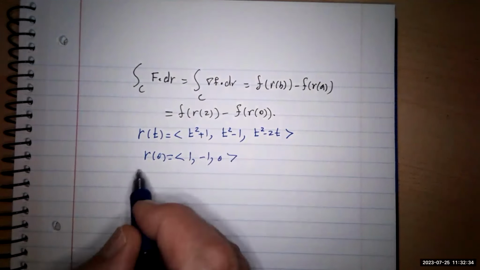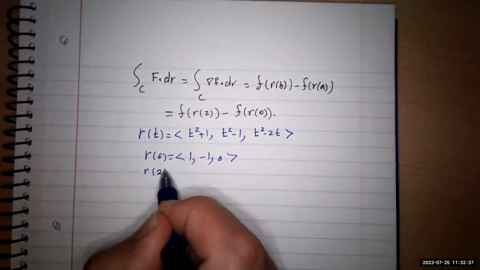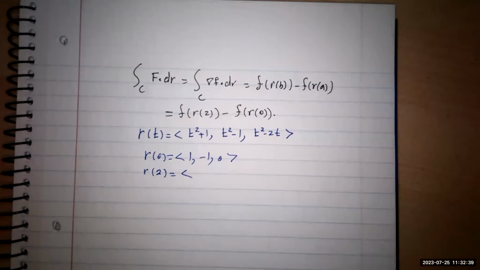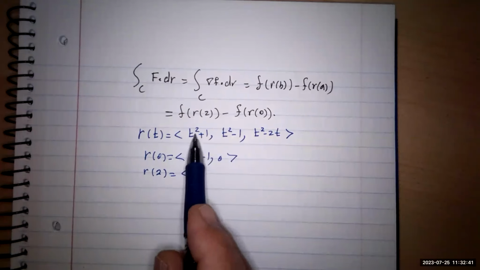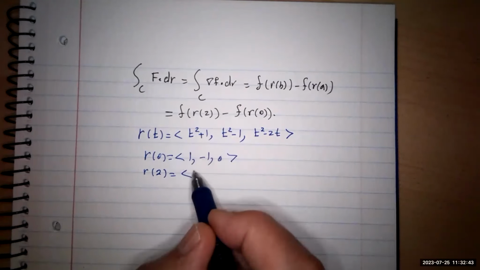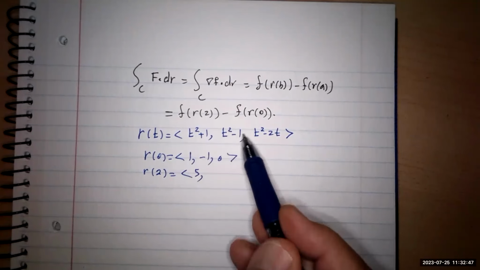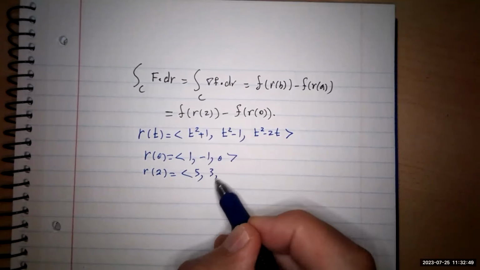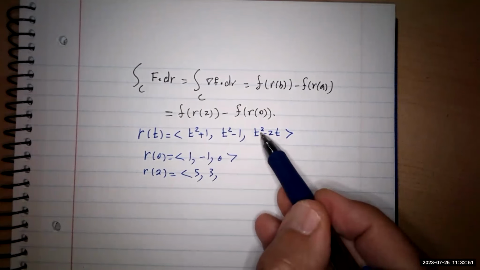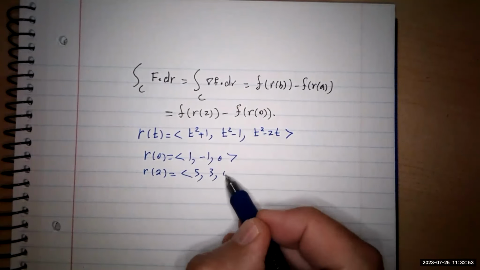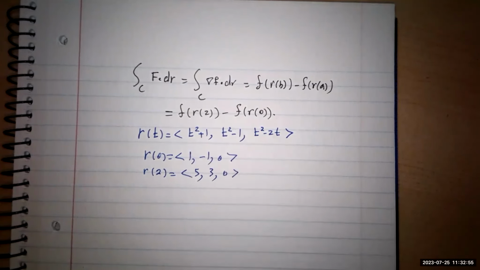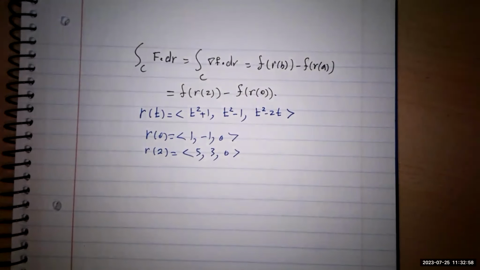And R of 2. R of 2, 2 squared would be 4, 4 and 1 would be 5. 2 squared is 4, 4 minus 1 would be 3. And that gives 2 squared, 4, minus 4, so that gives you 0. Okay, so this is it.